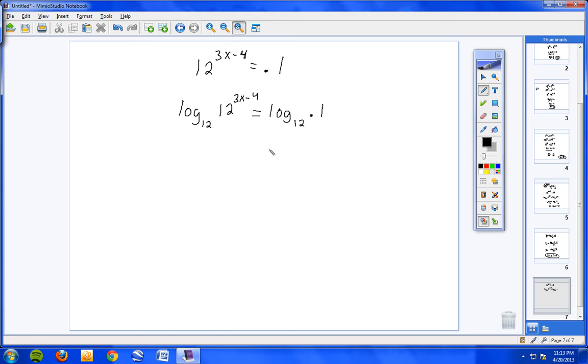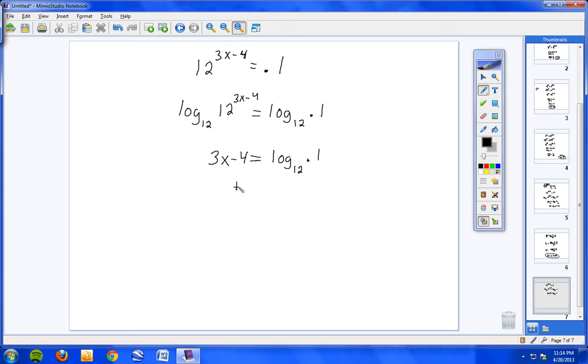Okay, now step 3 says simplify both sides. Well, I really can't simplify the right side. But I can simplify this side. Remember, whenever this base here matches this base here, everything cancels out except for just the exponent. So what I can write is 3x minus 4. There we go. And now step 4 says isolate the x.